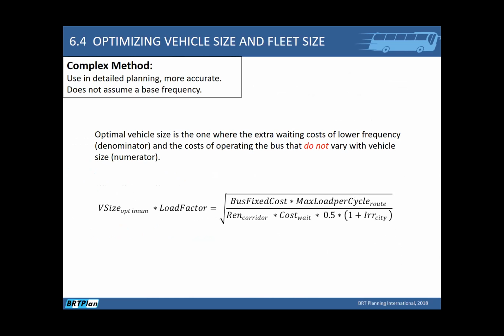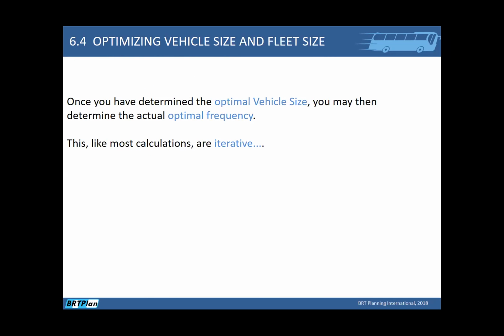The chapter includes a much more complicated methodology for optimizing the vehicle size, where it weighs the extra waiting costs that the passengers will face due to lower frequency against the operating costs that you'd be saving by using a larger bus. Those would be the fixed bus costs that don't vary with the vehicle's size. So this formula, you'd have to unpack it and read that to understand it. Most of the time, you probably don't need to go into this much detail.